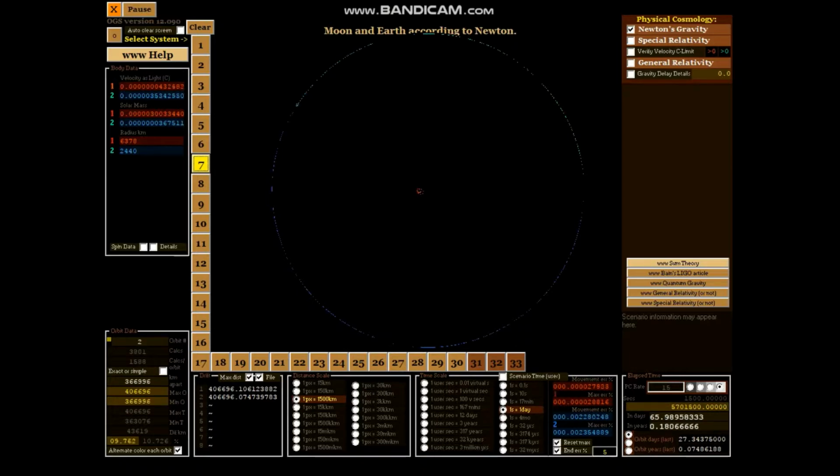Scenario 7 is less accurate at a time rate of 1 second equals 1 day. It shows the proportionally correct sizes of the Moon and Earth. Look closely at the Earth to see how the Moon's gravity actually shifts the Earth by thousands of kilometers each orbit.